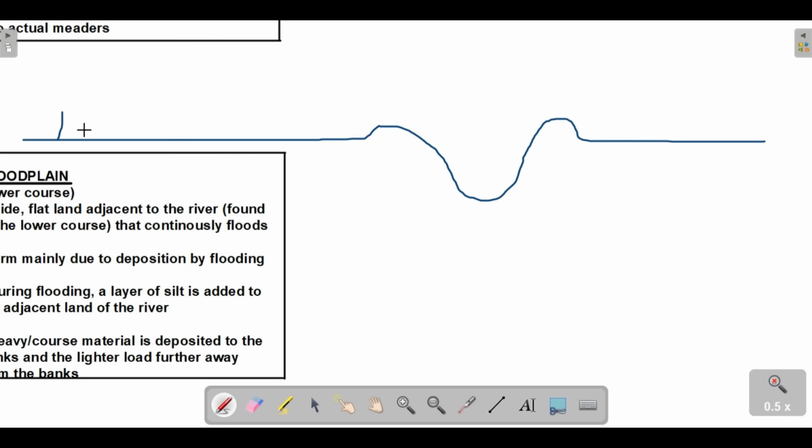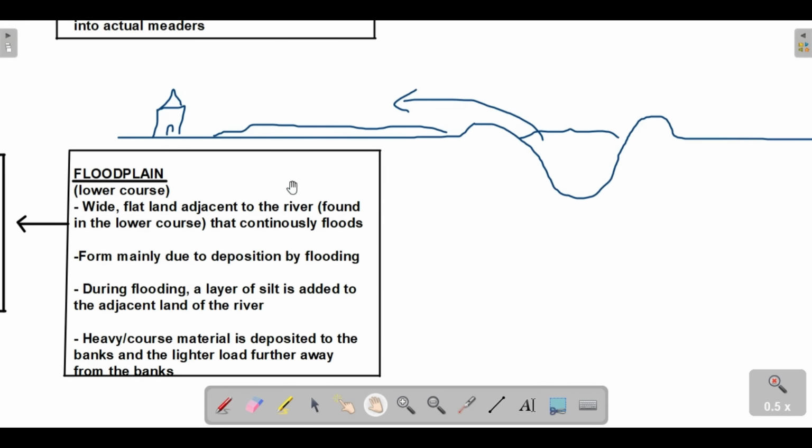This is where people would build their homes. It's called a floodplain because when it floods, the water spills right here, on this plain land right adjacent to the river. So it is a wide flat land adjacent. Adjacent means next to. So, wide flat or open land adjacent to the river that continuously floods. That is simply what a floodplain is.